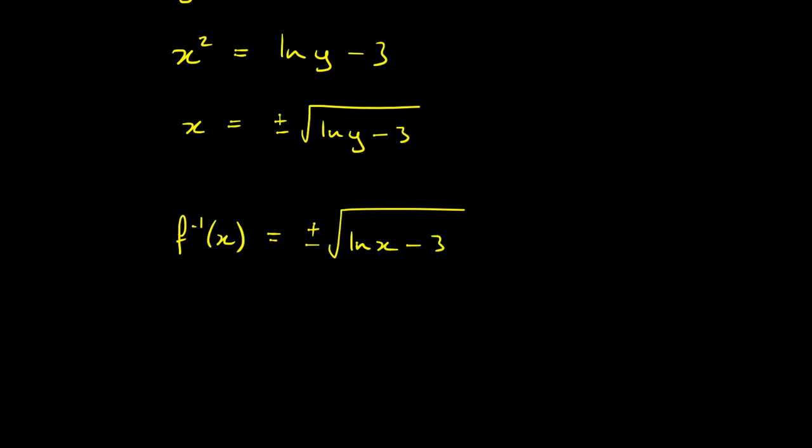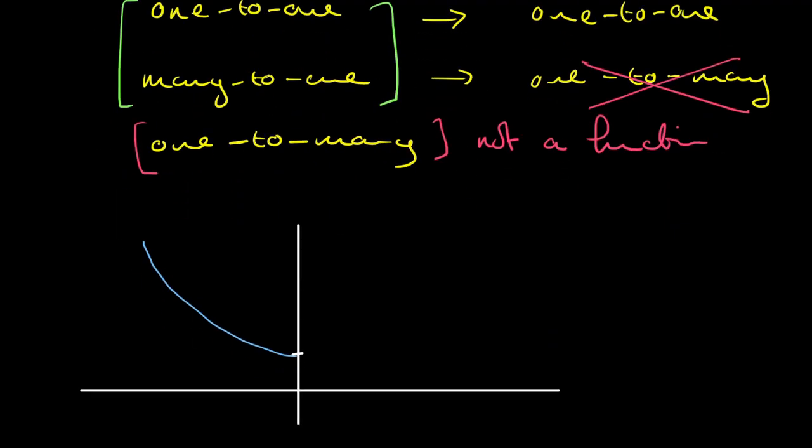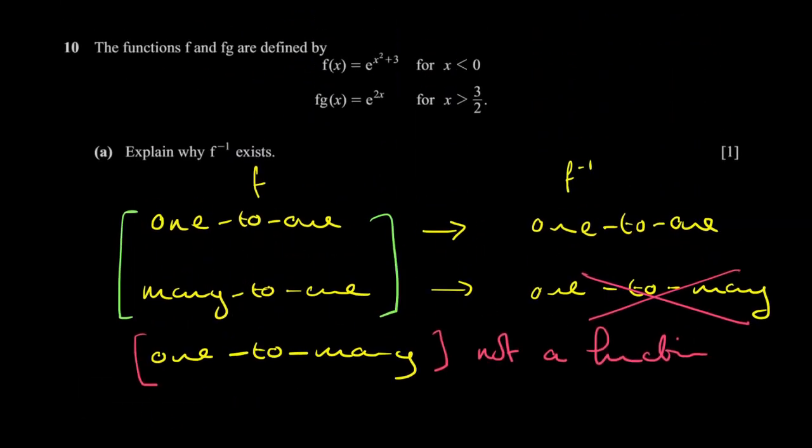Now, this plus or minus, we've got to understand it, because it's not going to be both. It's going to be one or the other. So how are we going to figure this one out? Well, let's go back to the graph of that original function.